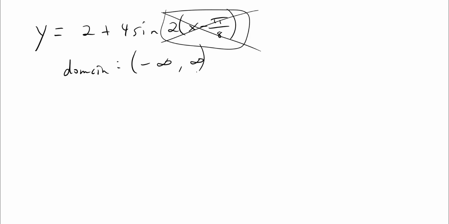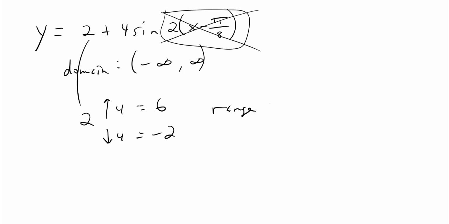Okay, again, those are parentheses too, right? Think about the range, though. And you guys are smart kids. Think logically. If you have a 2, the 2 is your vertical shift, so that's where your dotted line is going to be, and then you're going to go up 4, because 4 is your amplitude, to highs of 6, and you're going to go down 4 to a low of negative 2. So that's what your range is. It's pretty easy to calculate, right, negative 2 to 6, again with brackets.